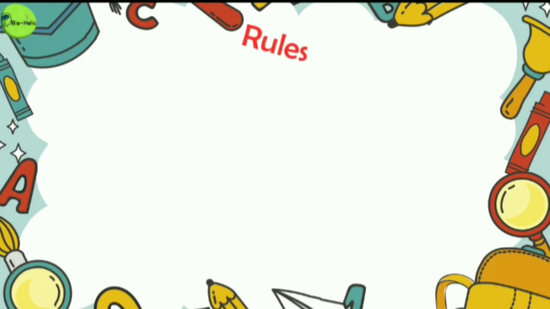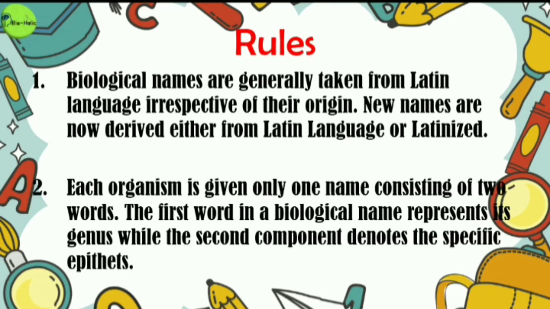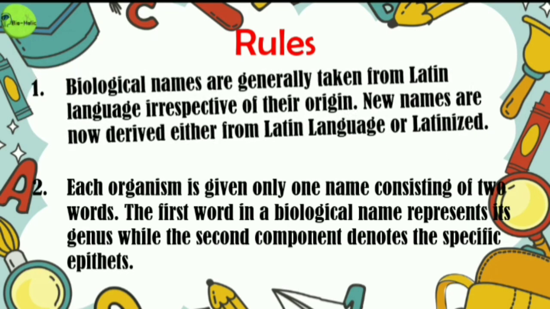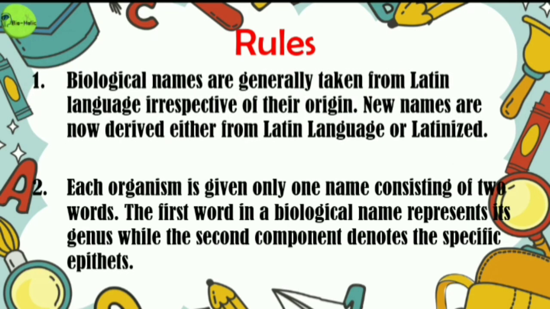Next thing is the main rules of the binomial nomenclature. So the biological names are generally taken from the Latin language irrespective of their origin. So new names are now derived either from the Latin language or Latinized. Second rule is that each organism is given only one name consisting of two words. The first word in a biological name represents its genus, while the second component denotes the specific epithet.